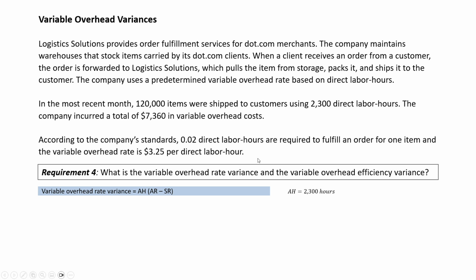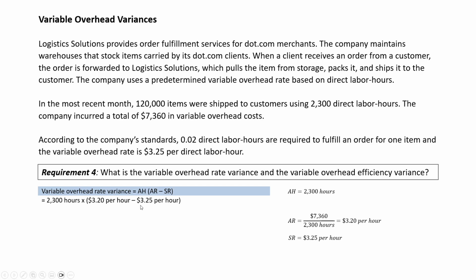So let's find the information in our scenario. The total actual number of direct labor hours was 2,300. The actual rate, they don't come out and give it to us, but we can figure it out. $7,360 total variable overhead costs divided by 2,300 actual hours means that we paid $3.20 per direct labor hour for variable overhead. Keep in mind, this is not what we paid employees, this is what we paid for variable overhead. The standard rate is $3.25 per direct labor hour. So now that we know that information, 2,300 hours times the difference between $3.20 minus $3.25.